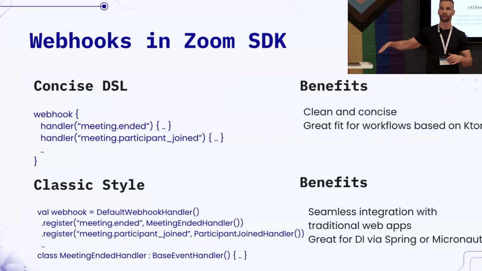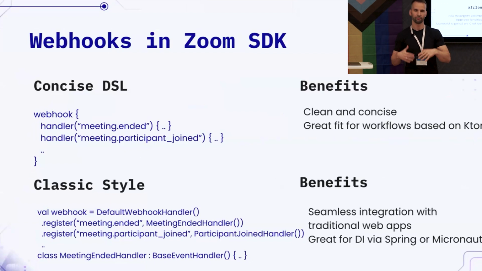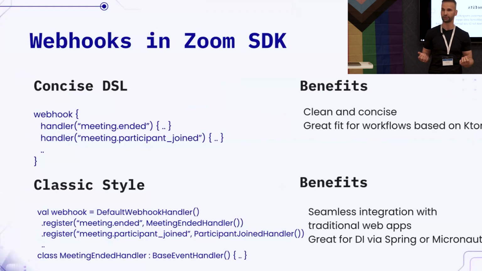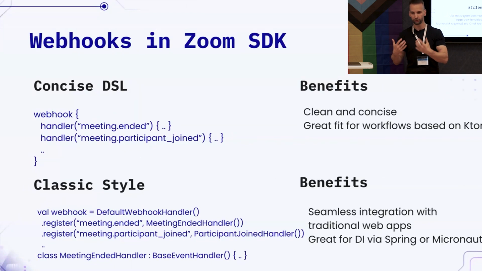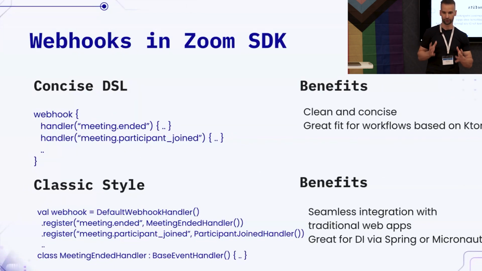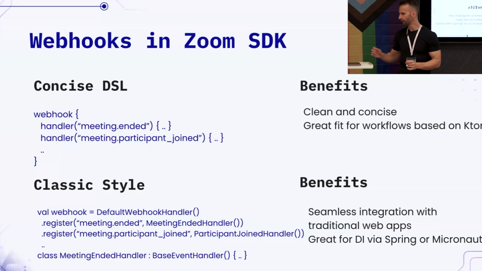I can add these handlers, and inside these handlers, I'm then able to use these dynamic properties to essentially reason about what's expected in the payload and then extract that information from the payload without having to have a specific data class for that particular payload.